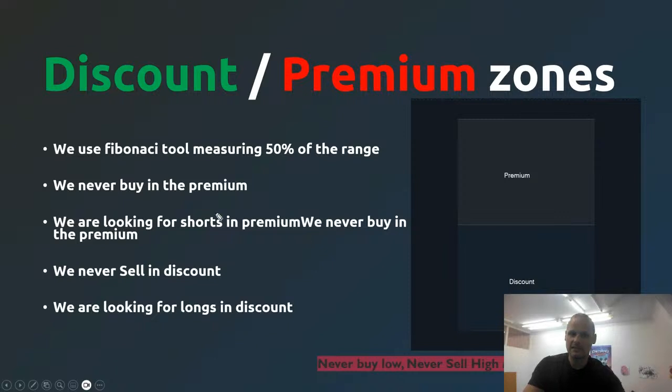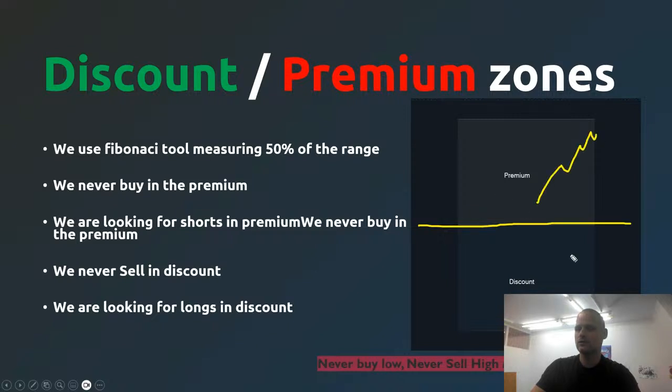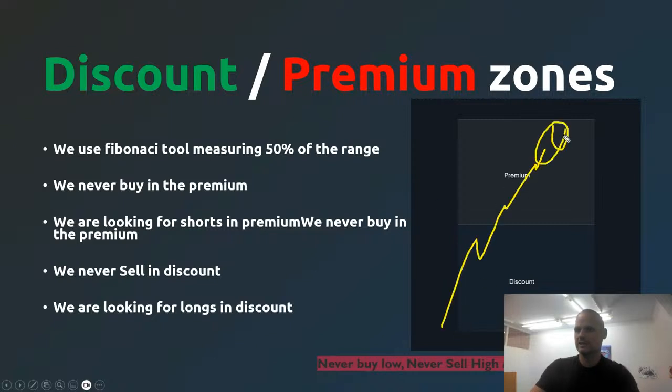So basically, basic rules: we use this Fibonacci, and we never buy in the premium. You do not want to buy in here, you want to buy only in here. If you are bullish, you're not buying here, you're buying only below the levels, right? We are looking for the shorts in the premium. So in the premium, you only short, right, on the potential.